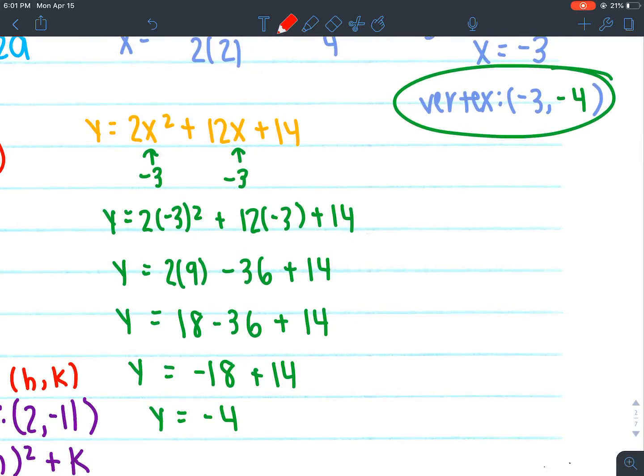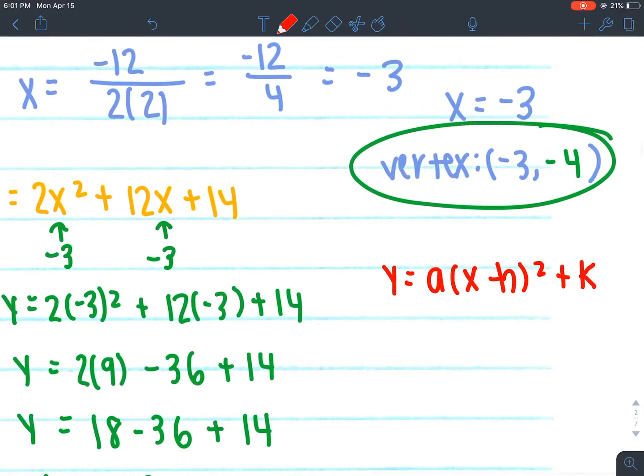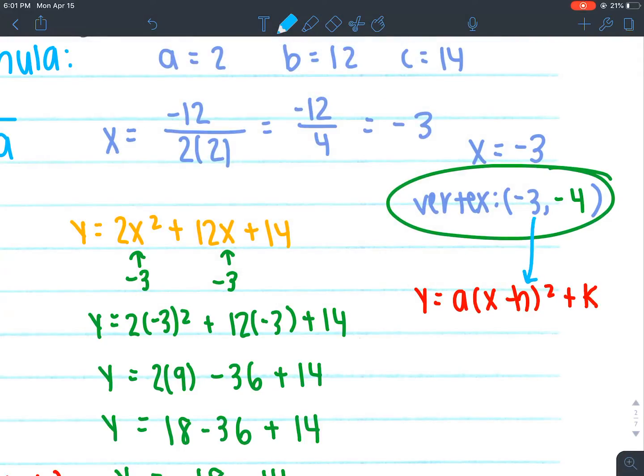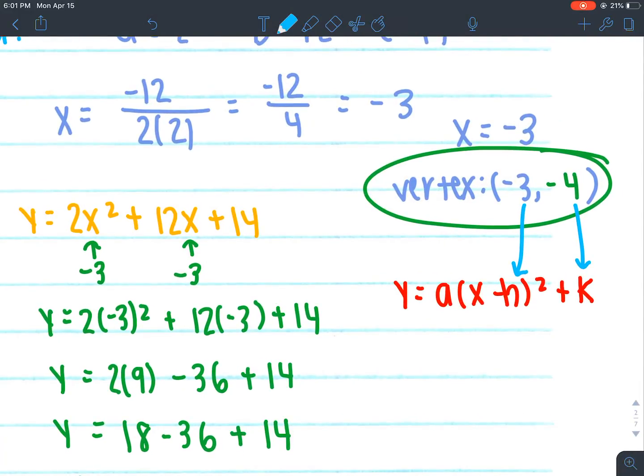Now, I need to plug that into my vertex form. Y equals a times x minus h squared plus k. Okay, I know that my vertex is negative 3, negative 4. So this is my h value, and that's my k value. So we have y equals x plus 3. Remember, signs are going to change when you plug them inside. Our h always changes, but k stays the same. So it will still be negative 4.